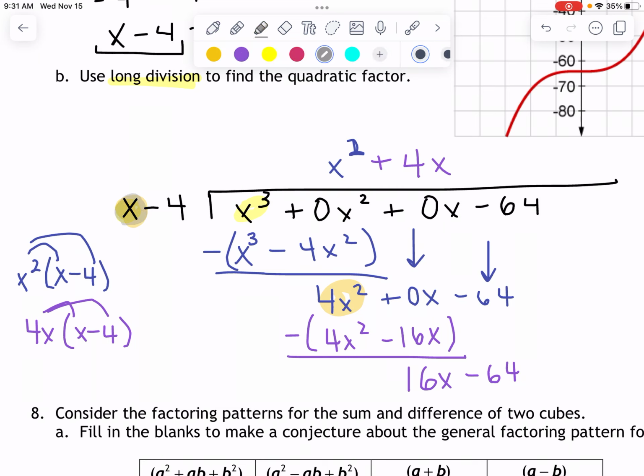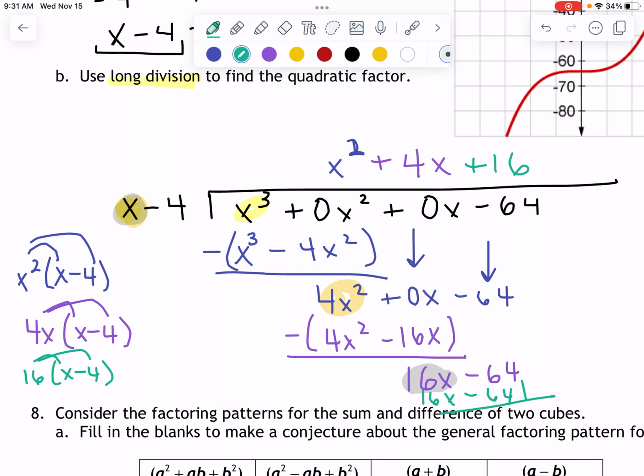Then we're asking ourselves, x times what gives us 16x? We are missing a positive 16. So we'll take 16 times x minus 4, distribute that through, we get 16x minus 64, subtract that all out, and we get 0. So when we divide this out, we have x squared plus 4x plus 16, and that's our missing quadratic factor.